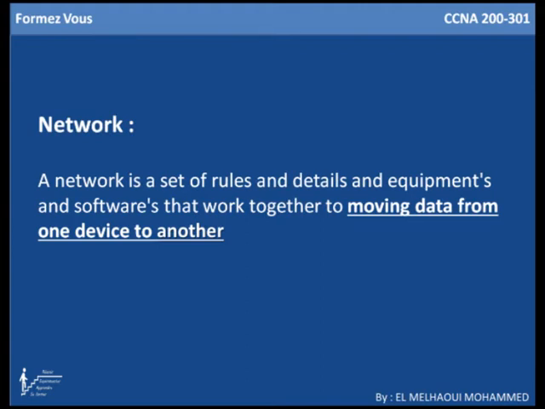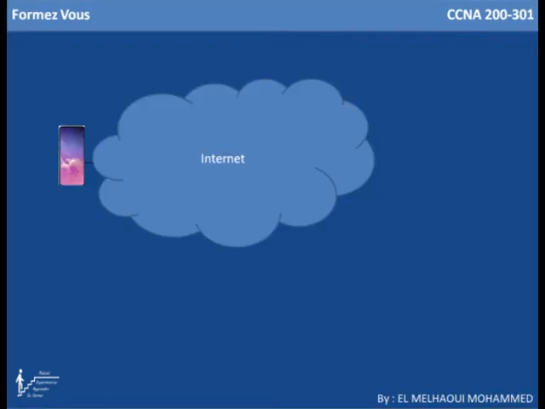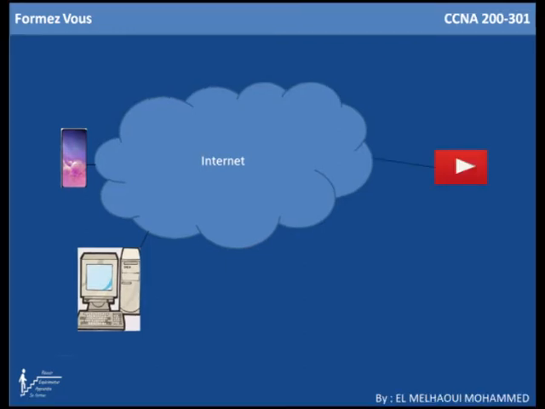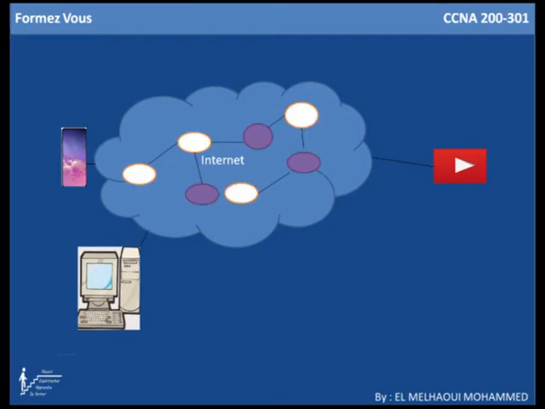I will explain with an example. Let's imagine that you are connected to the internet from your phone or from your computer, and you are watching videos on YouTube or Facebook. The cloud is a symbol meaning the internet. And in the internet, there is some equipment, for example, switches and routers, which we will detail later in the next videos. So the network is all the details, rules, and equipment used to send information from the source to the destination, from YouTube to your device.